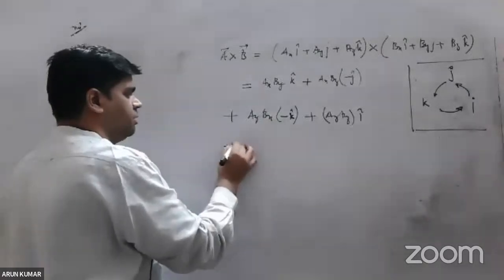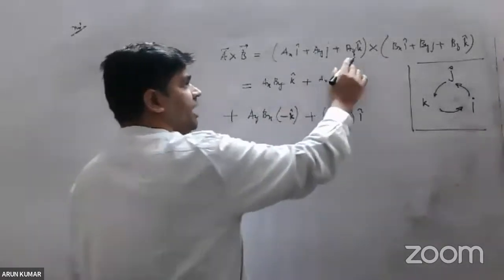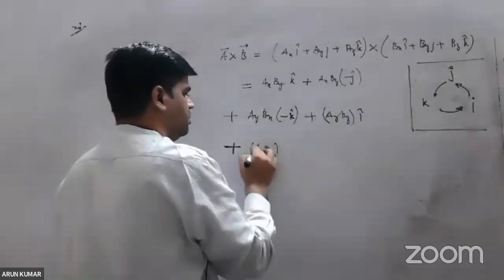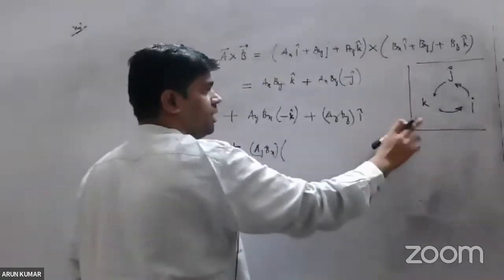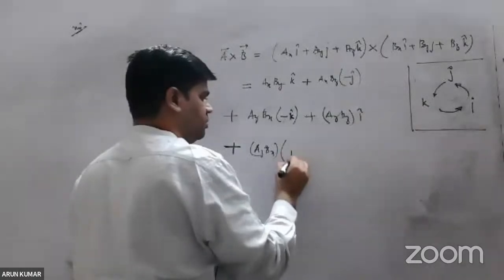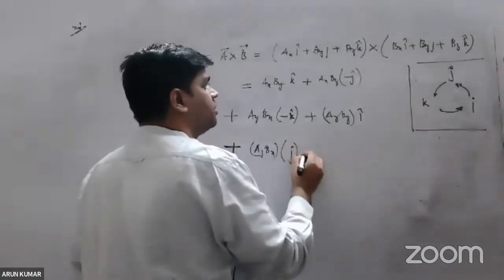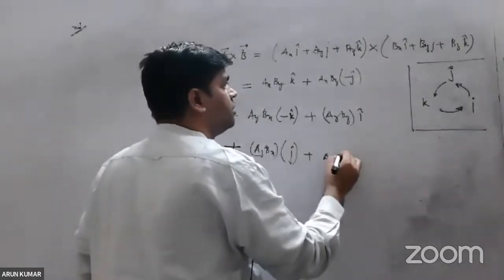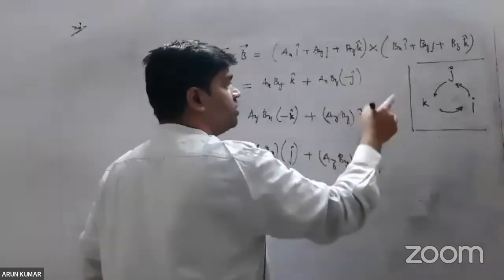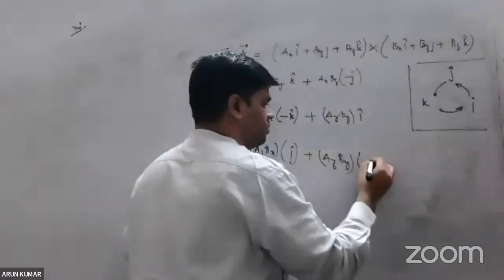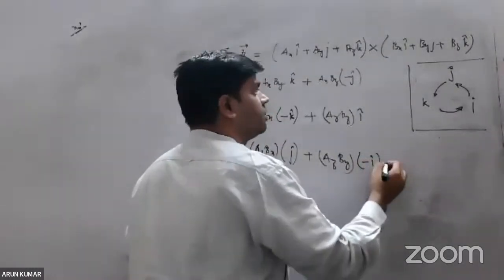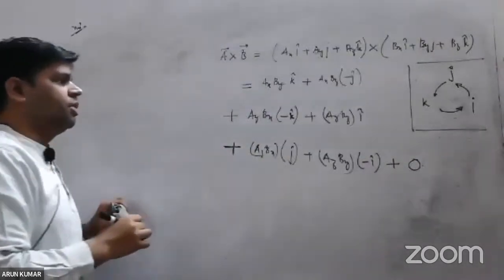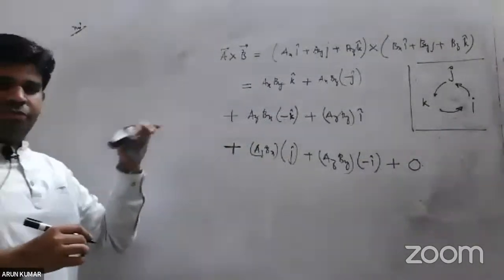And then plus az bx k cross i, k cross j, plus az by k cross j, minus i. Minus i plus 0. K cross k is 0. All right, this is how I can do it. This is one way of doing it.